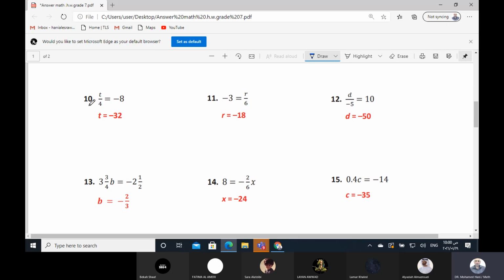Here we have a proportion. So we can put the denominator here 1. Then we can do a cross multiplication. t times 1 will be t. And 4 times minus 8 will be minus 32.